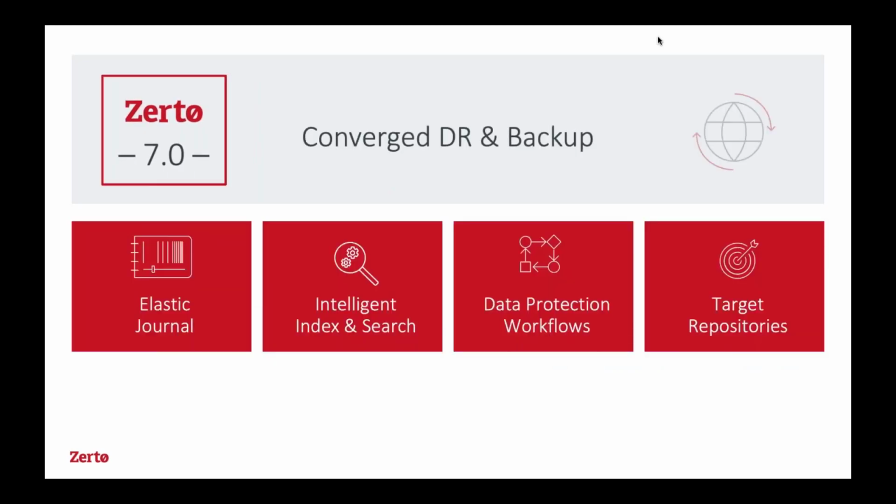So let's jump into that section on converged DR and backup and go through the high points of it: Elastic Journal, Intelligent Index and Search, our net new data protection workflows that help you consolidate those operations and get to restoration faster, and the addition of new target repositories as well.